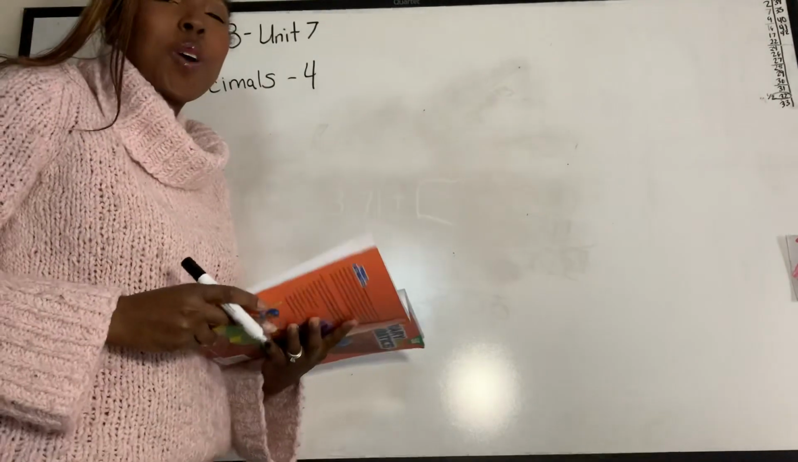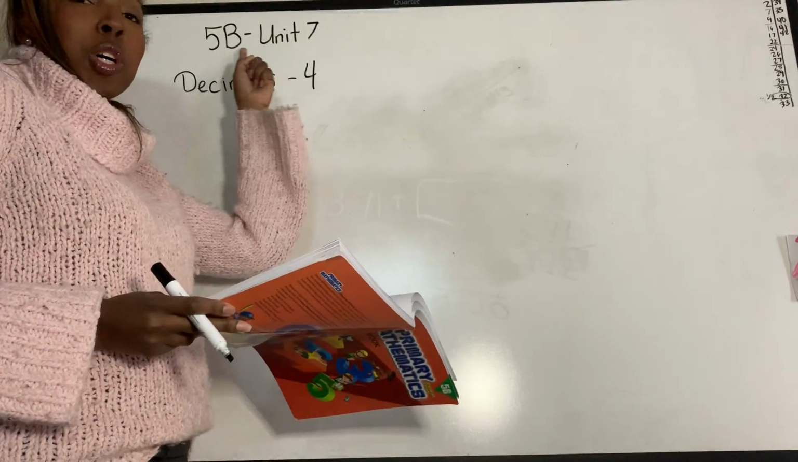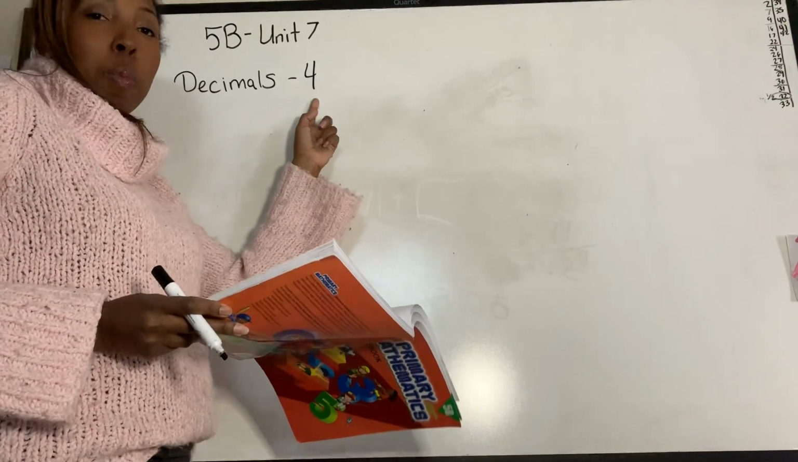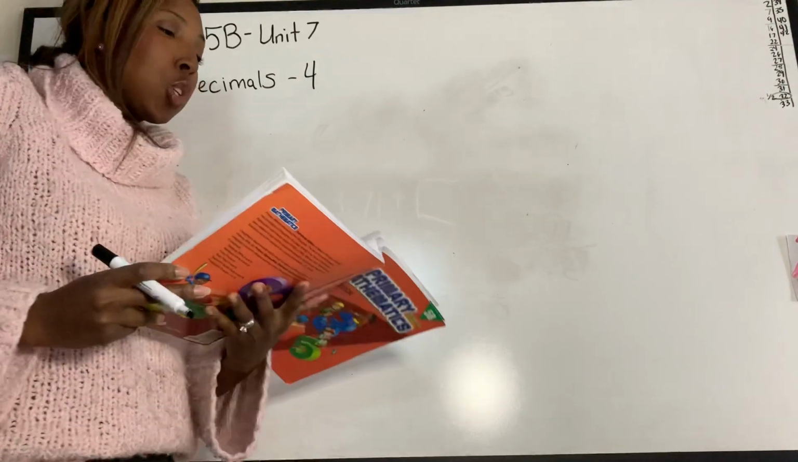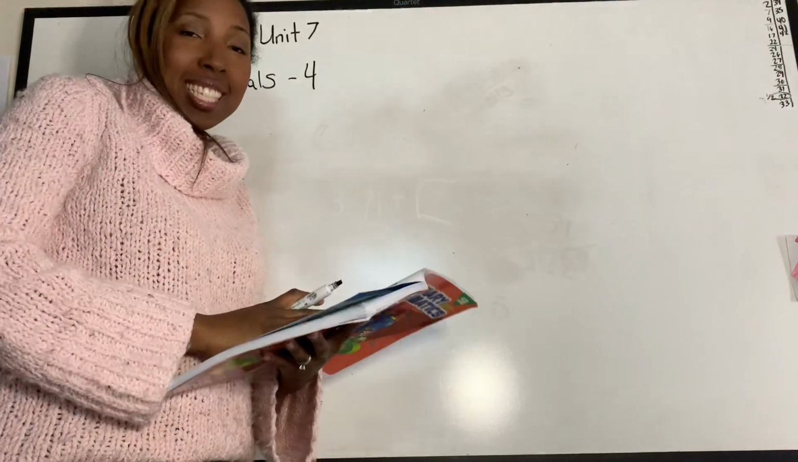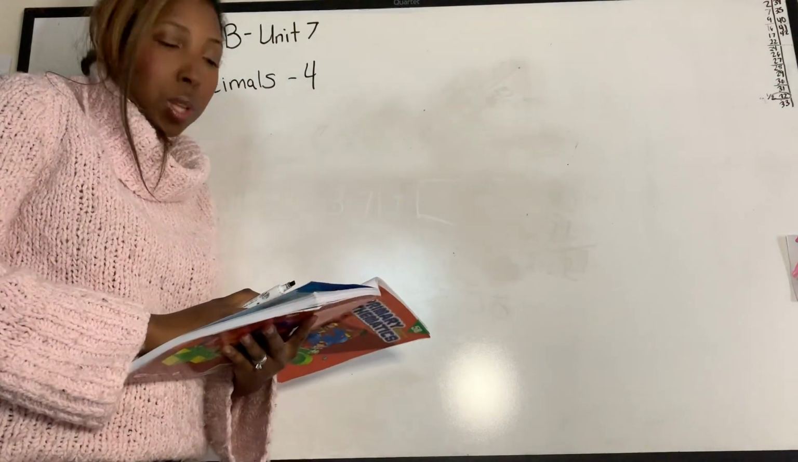Hello, boys and girls, and welcome to 5B's book, Unit 7, Decimals, Part 4. Today, we're going to be talking about multiplying and dividing decimals by a one-digit whole number.